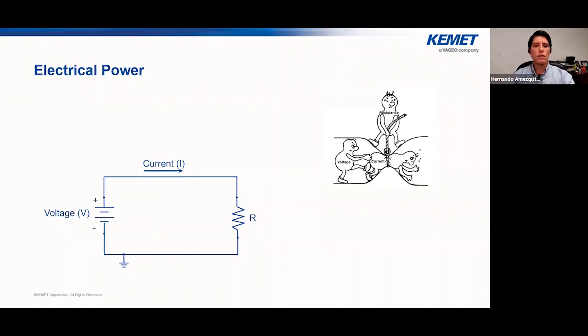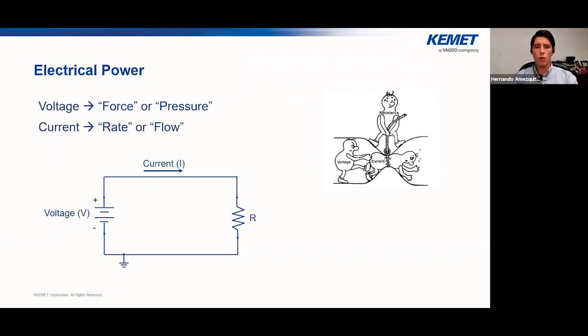Now, if we look at a simple electrical circuit, we can see there is a voltage, which is a battery, and then we have a resistance, which helps us to determine what current is moving through the circuit. So we have the voltage, which represents the force or the pressure, the current, which is the rate or the flow, and then we have the power, which is the voltage times the current.